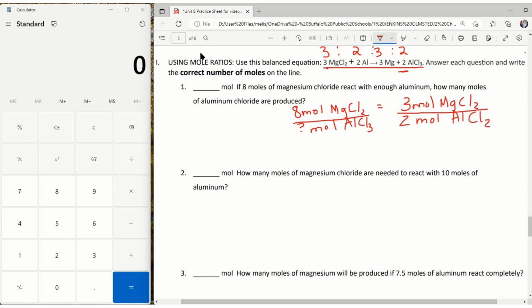I don't have that amount. I have 8 moles of magnesium chloride. But now that I have this set up, right, I can just cross multiply to solve for this correct answer. All right. So if I just use the math, I will get 8 times 2 equals whatever times 3. What's 8 times 2? 16 equals something times 3. Divide both sides by 3. So let's do 16 divided by 3.